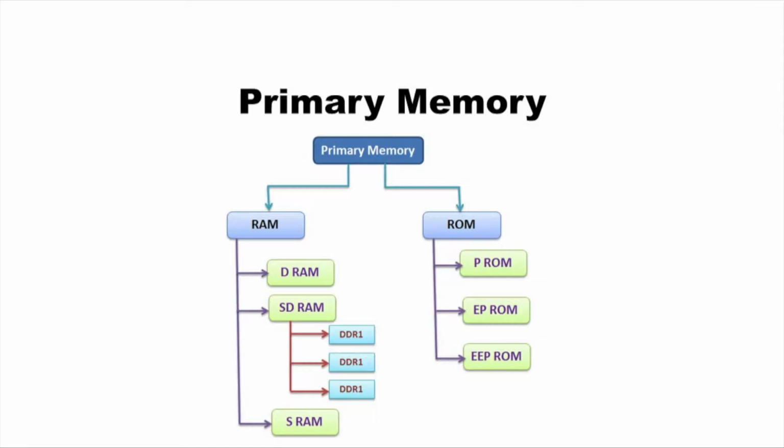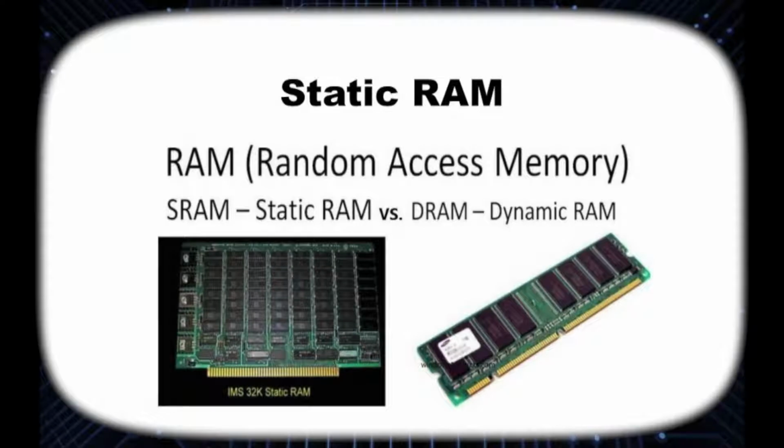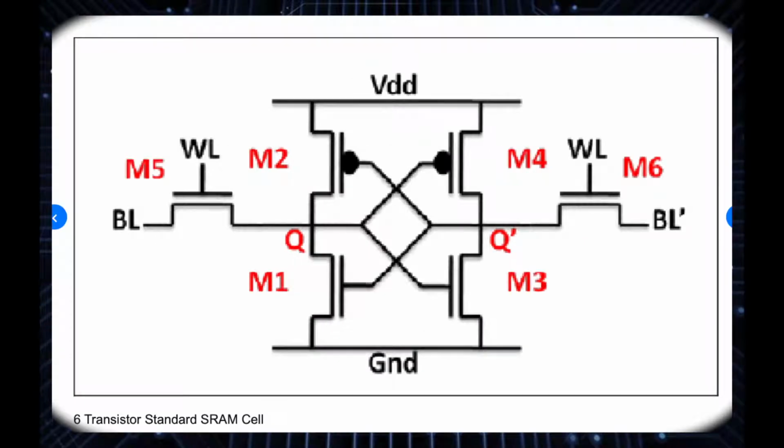Now, let us see about static RAM. Static RAM, also known as SRAM, retains stored information as long as the power supply is on. SRAMs are of higher cost and consume more power. They have higher speed than dynamic RAM. Each cell in the SRAM is made up of 6 transistors, which can store 1 bit of information. Let us not delve into the working of an SRAM cell. You can refer to some online materials to understand it.